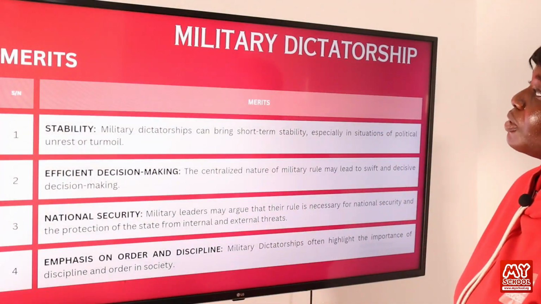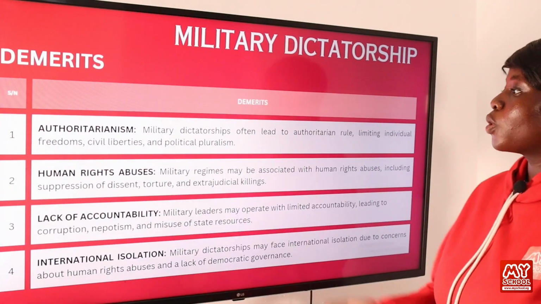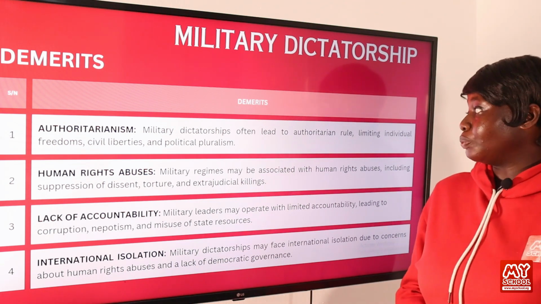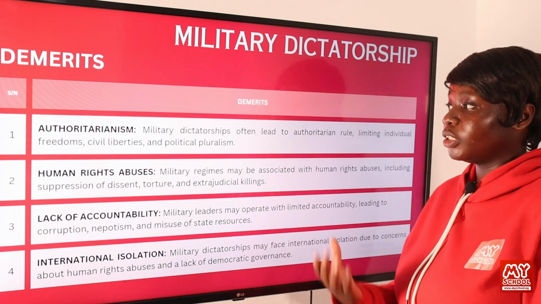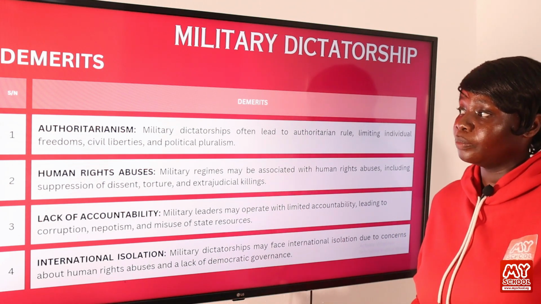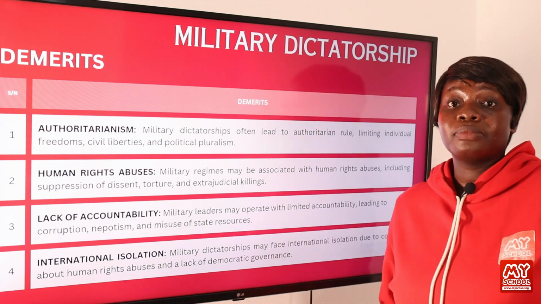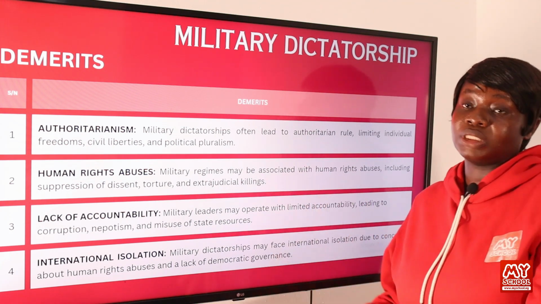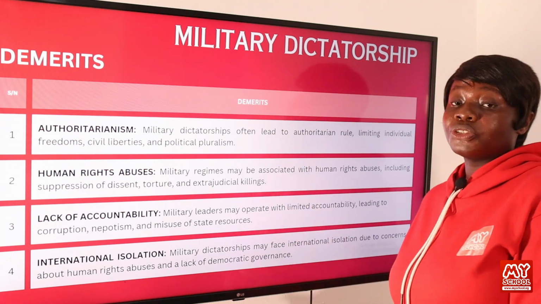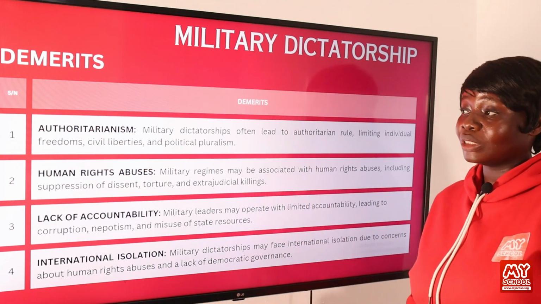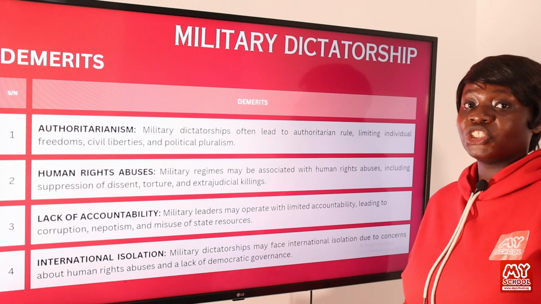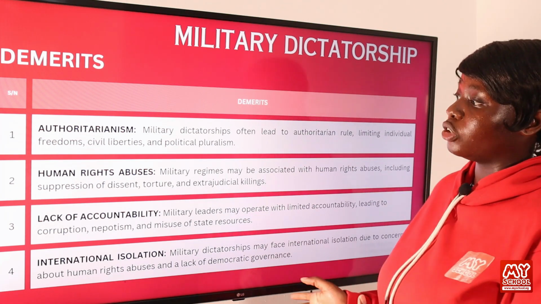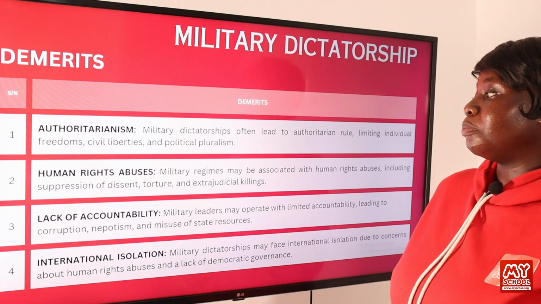So now let's move on to the demerits of military dictatorship. One is authoritarianism. Military dictatorships often lead to authoritarian rule, and this limits individual freedom, civil liberties, and political pluralism. When I'm talking about political pluralism, I mean that you are not allowed to have more than one political party within a particular state. And with a military dictatorship, no political party is allowed within the state. Individual rights, freedom of speech, freedom of assembly, freedom of the press, all of these things are limited in a military dictatorship.